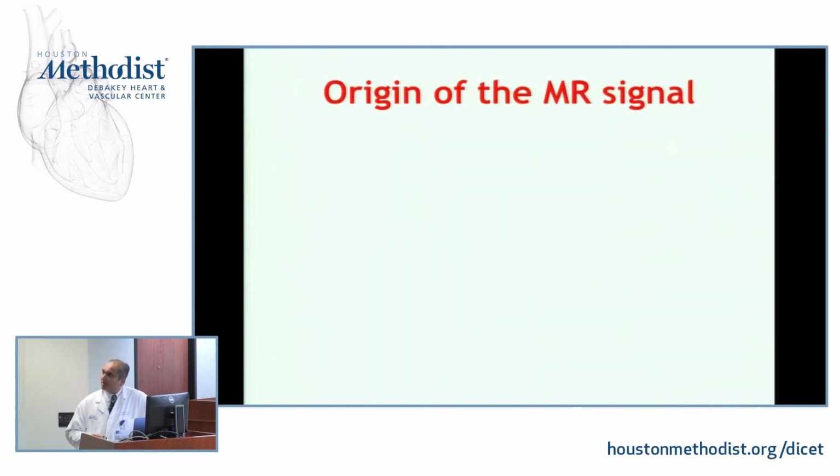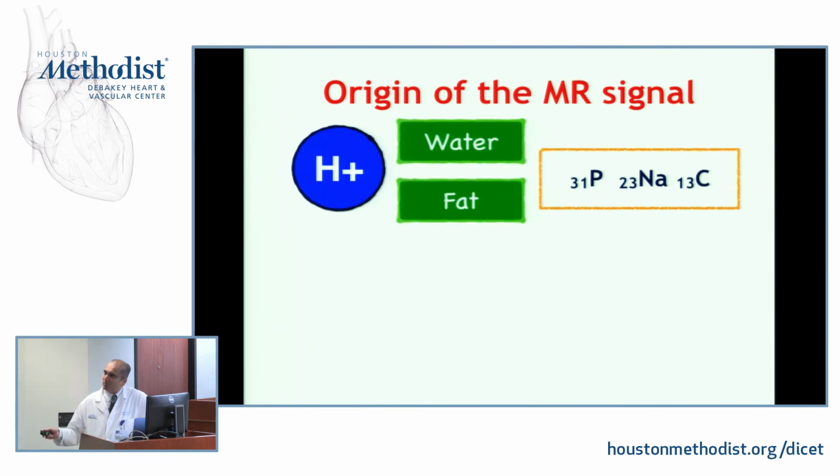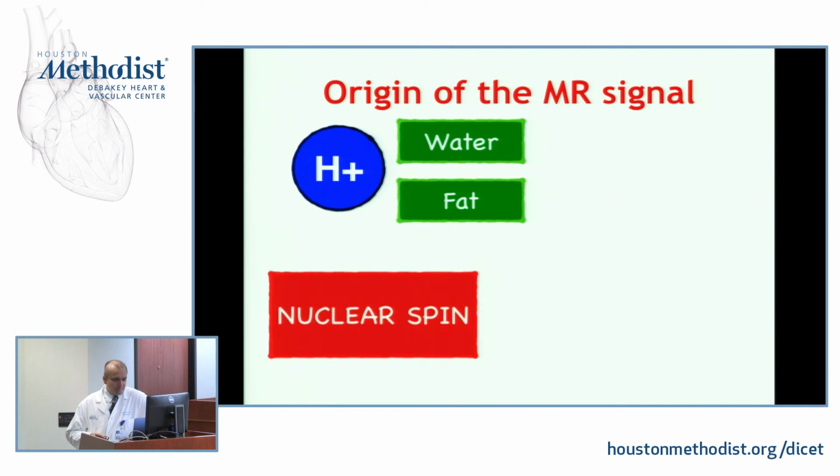Now, let me skip past this. So again, we talked about the fact that most of what we do is with hydrogen, but in fact we can do carbon, sodium, or phosphorus-based imaging as well. The advantage obviously is that there's a lot of hydrogen in water as well as a lot of hydrogen in fat itself.